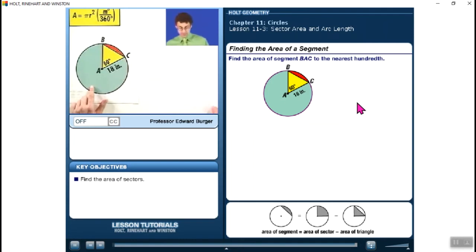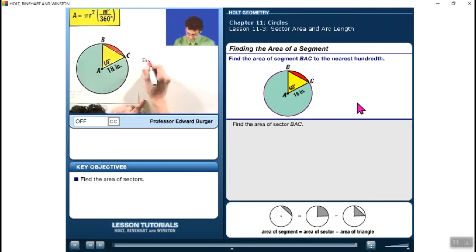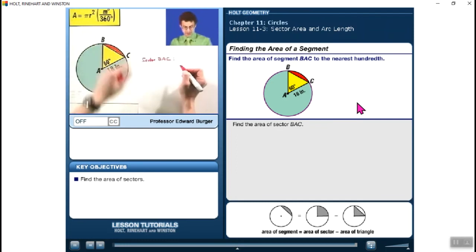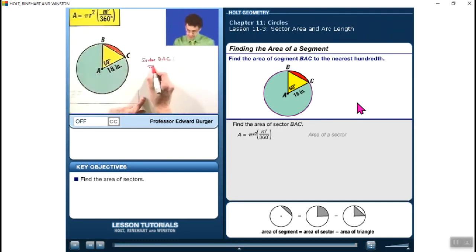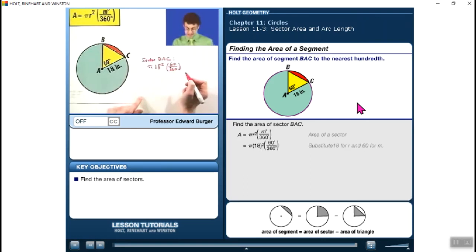Now, the area of the sector is easy. So the sector BAC area is going to be easy. I just use the formula. So I see pi, now r squared is going to be 18 squared, times the appropriate ratio, which is going to be 60 degrees over 360. So that's 1/6. And so I see that this is going to be equal to 54 pi when we simplify that down.